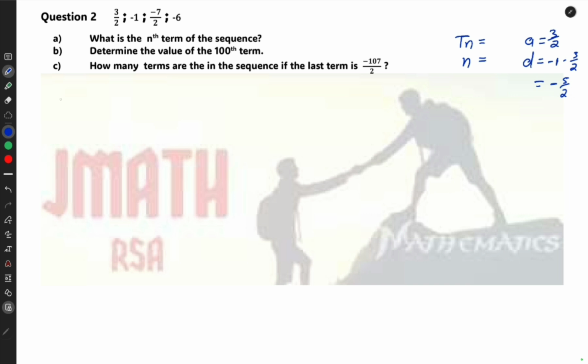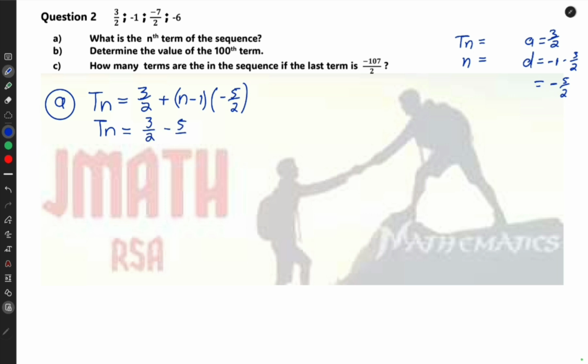To determine the nth term, I can say Tn equals a, which is 3 over 2, plus n minus 1, and then d I can see is -5/2. So you can work with decimals or fractions. They're not going to limit you or penalize you. Your choice. Next step, I'm just going to distribute the -5/2 in there. So it's -5/2 n plus 5/2. Then for my final answer, 3/2 plus 5/2 gives me 8/2, which is just 4, minus 5/2 n. That's the answer for question A.